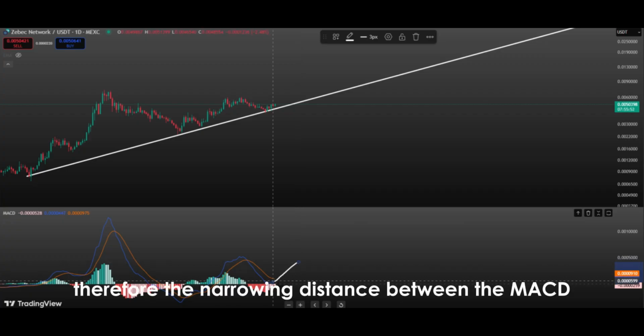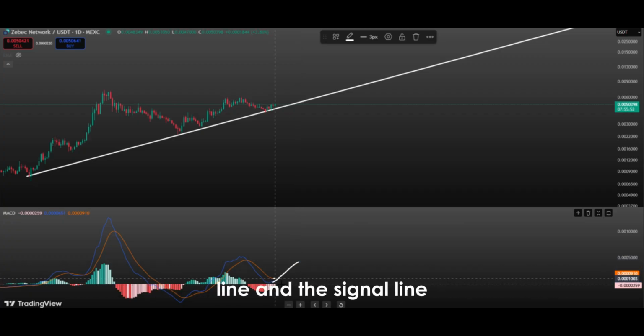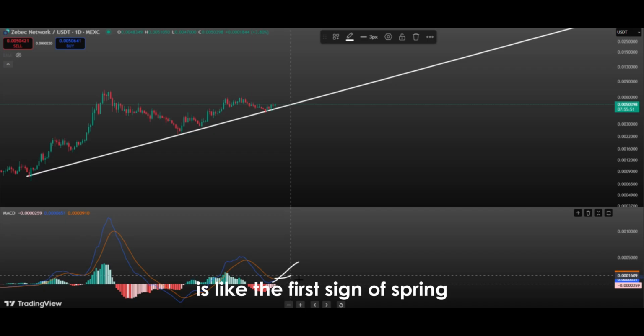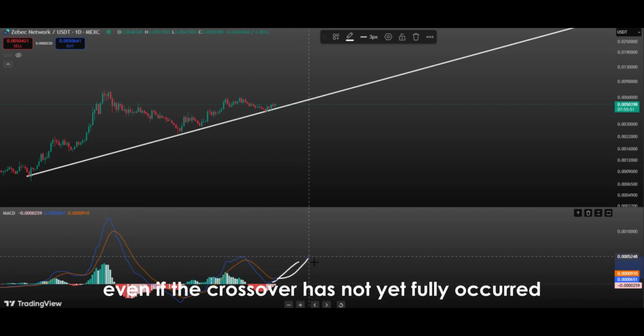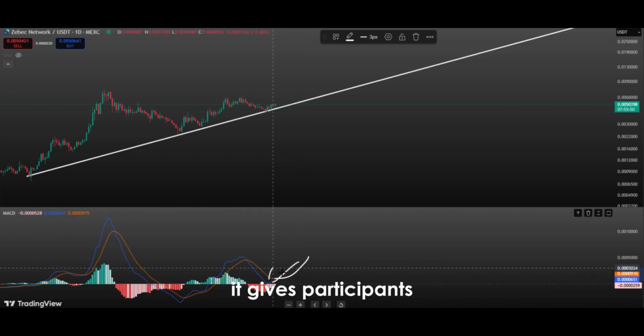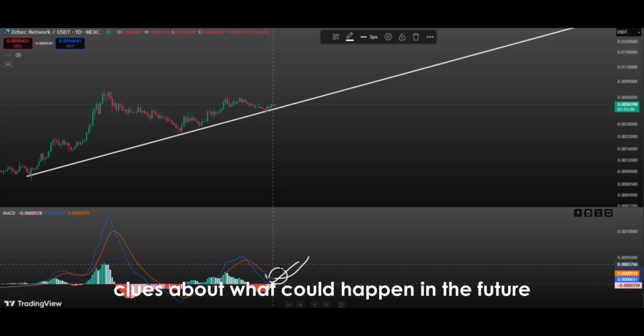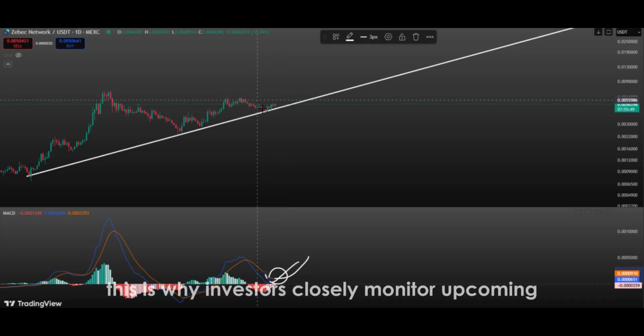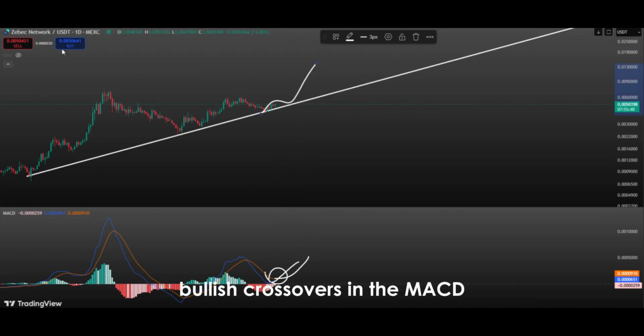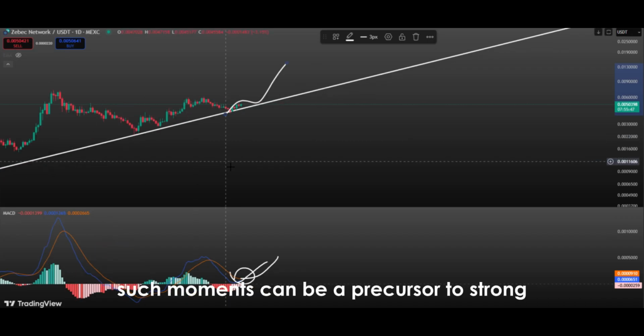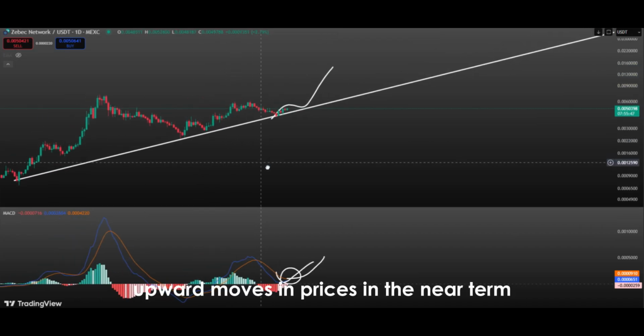Therefore, the narrowing distance between the MACD line and the signal line is like the first sign of spring. Even if the crossover has not yet fully occurred, it gives participants clues about what could happen in the future. This is why investors closely monitor upcoming bullish crossovers in the MACD and see them as a major opportunity. Such moments can be a precursor to strong upward moves in prices in the near term.